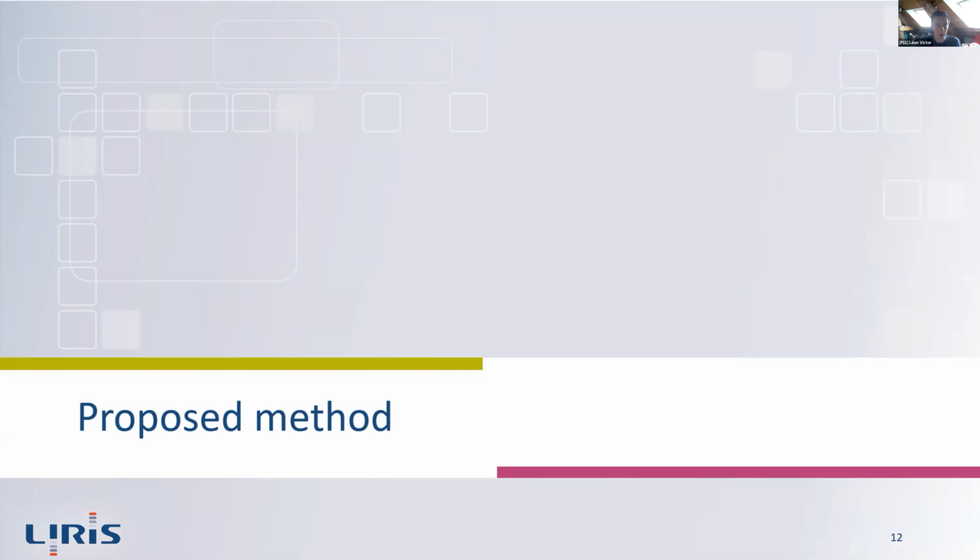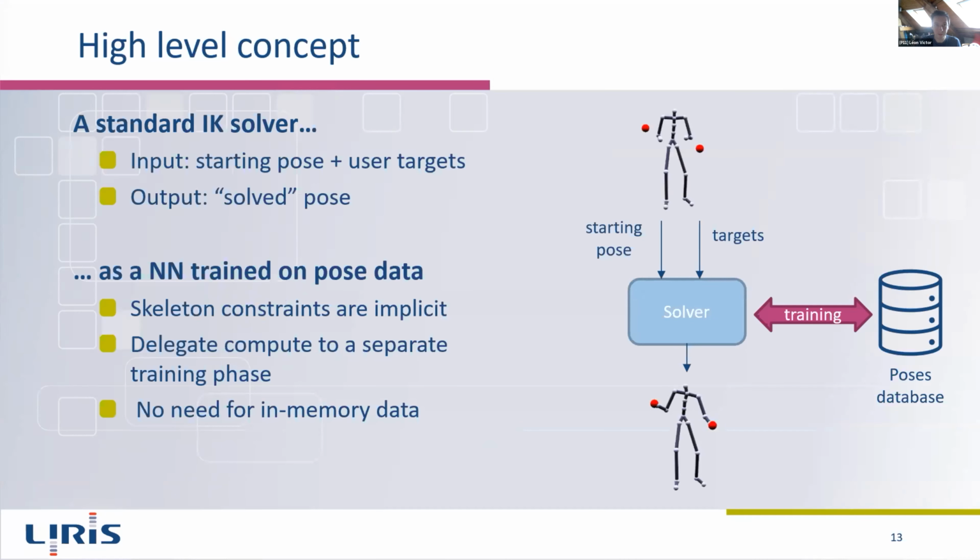So this leads me to the proposed method. At a high level, our system can be assimilated to a traditional inverse kinematic solver, because it takes a starting pose and some desired joint positions as inputs, and it outputs a solved pose with the skeleton reaching for the targets. The twist is that the solver is actually a neural network trained on a dataset of ground truth pose data. This has multiple advantages. Yet again, the skeleton constraints are implicitly learned.